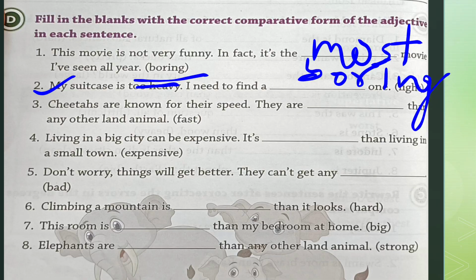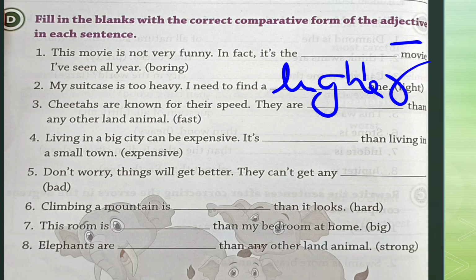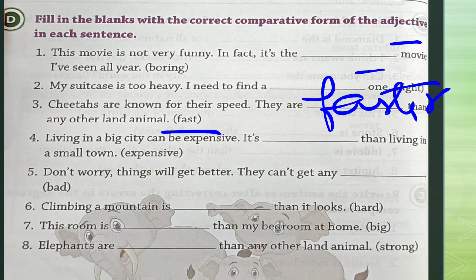Okay? And I need a lighter one, meaning I need something a little lighter. Okay, lighter. Next: cheetahs are known for their speed. They are faster. Comparison is made. They are faster than any other land animal.